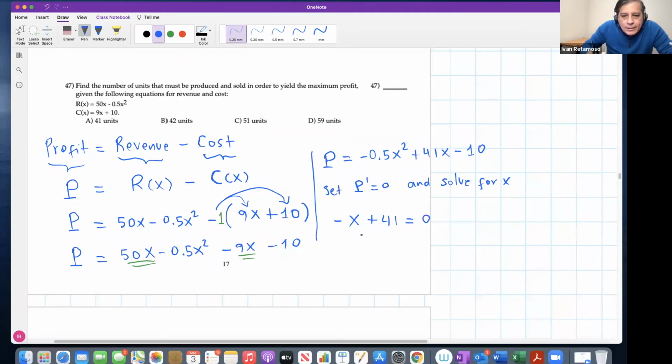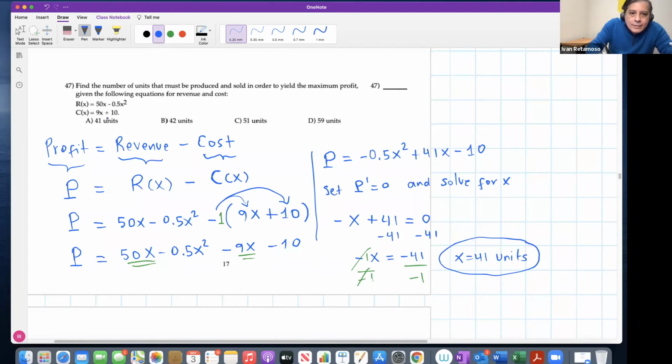Now we're going to solve this for x. Allow me to subtract 41 from each side. Minus x equals minus 41. Dividing both sides by negative 1. Remember, there is an invisible 1 here. x equals 41. And the units here are just units because it's the number of units you must produce to maximize your profit, right? So this is 41 units. That's it.